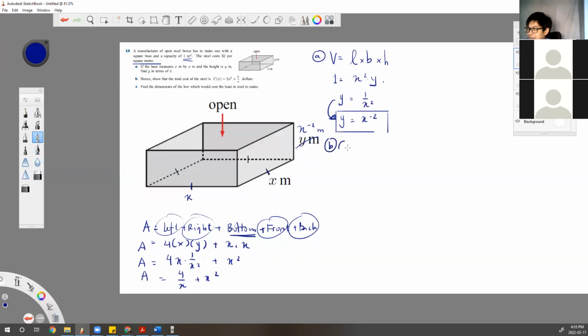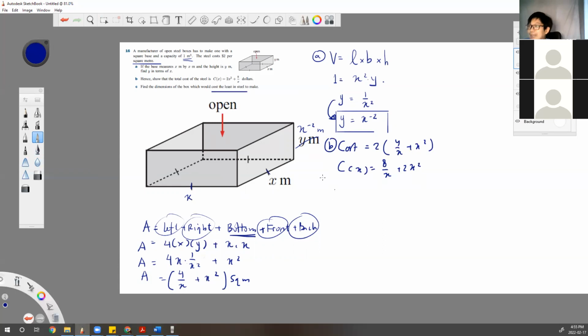So the cost will equal 2 per square meter. Okay, this is square meter, right? So 2 times 4 over x plus x squared. So 8 over x plus 2x squared. Proven. Right. Find the dimension which will cost the least.